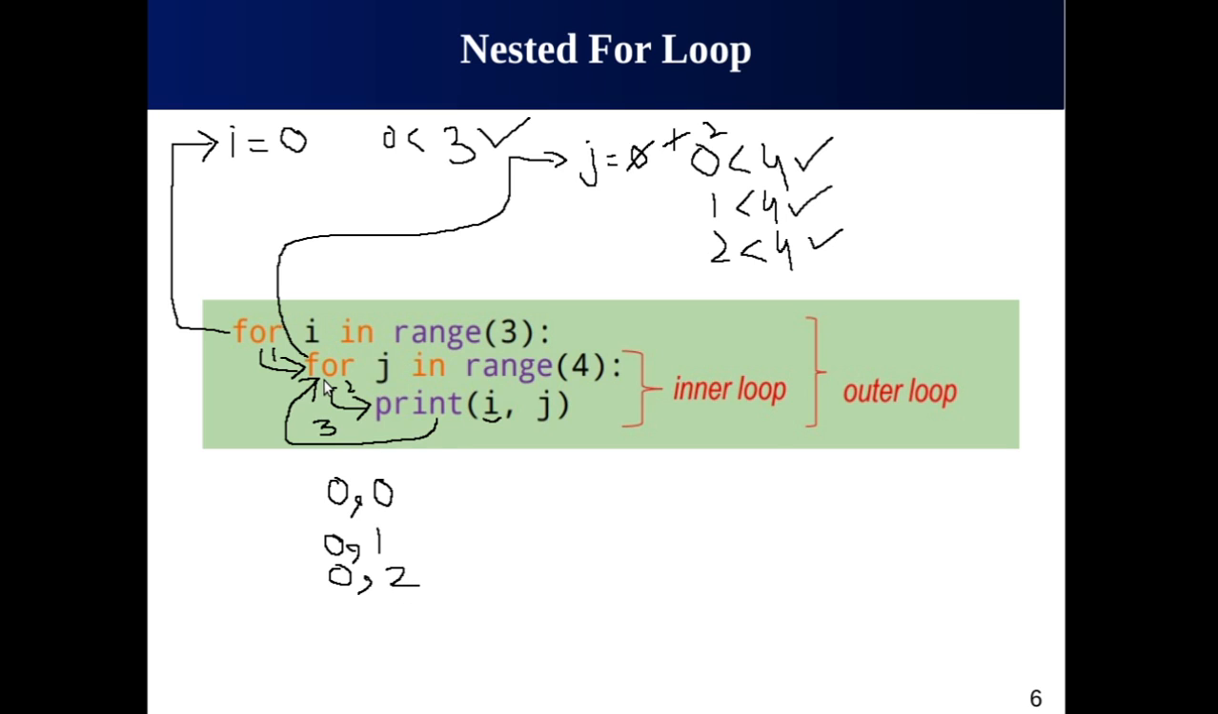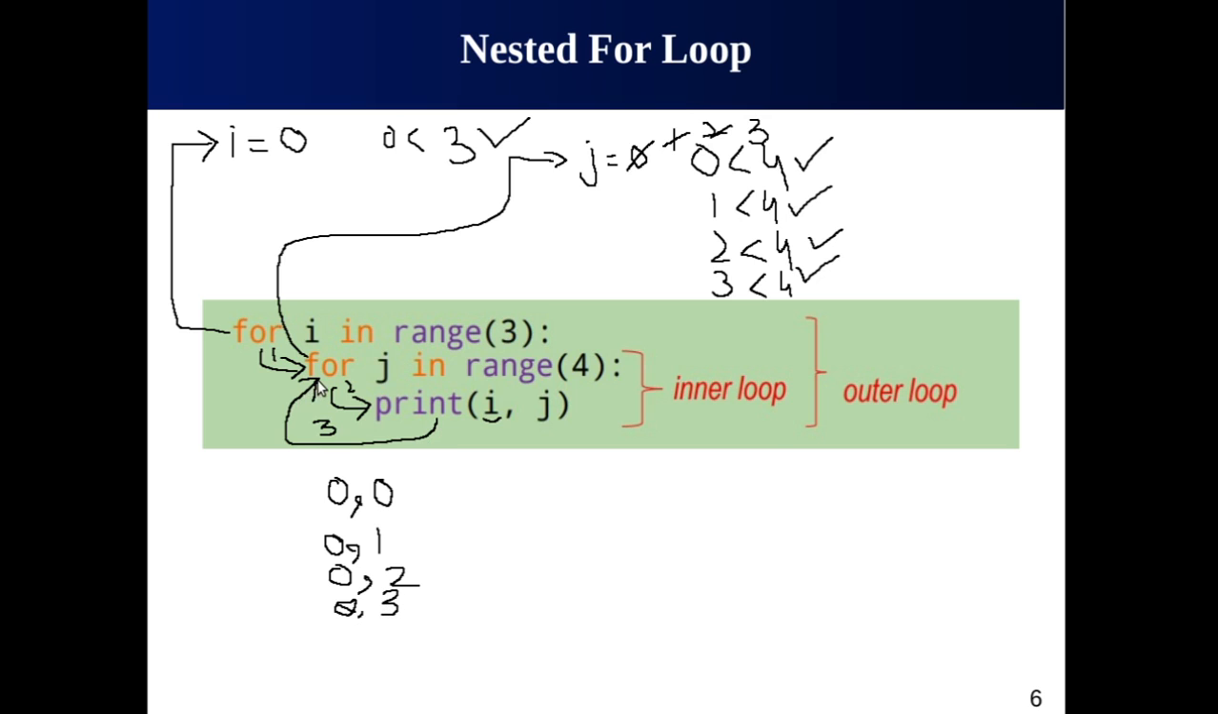Go back to the inner loop and execute it another time. We'll increment the value of j by 1. The new value of j is 3. Check the condition: is 3 less than 4? Yes, so execute the print statement, which will display the current value of i and the current value of j.